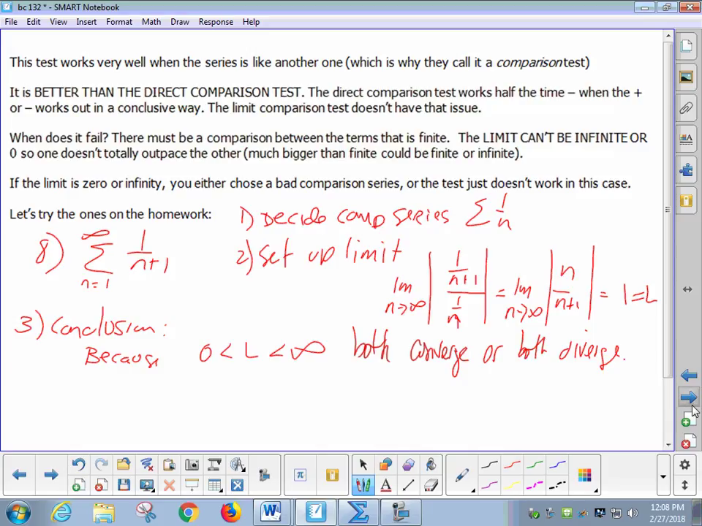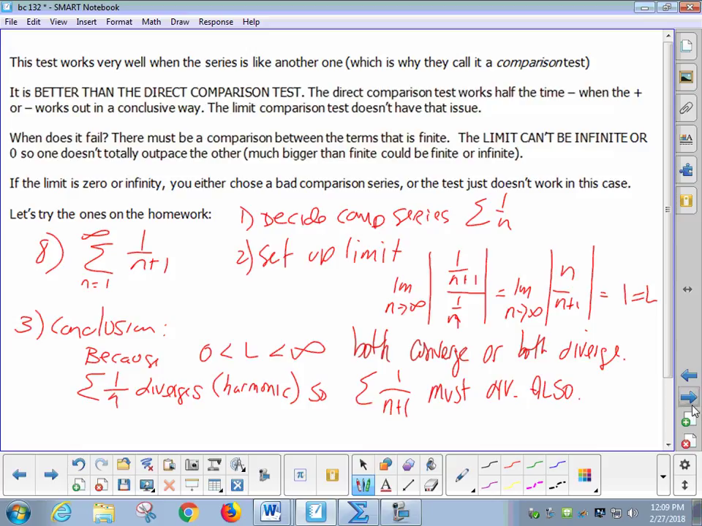Well, the series 1 over n diverges. Now you must say why. Why do you say that? It's P-series or harmonic, whichever you prefer, harmonic or P-series justification. So the series 1 over n plus 1 must diverge also. That's what the conclusion needs to look like.